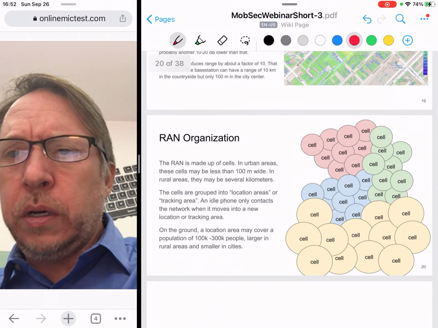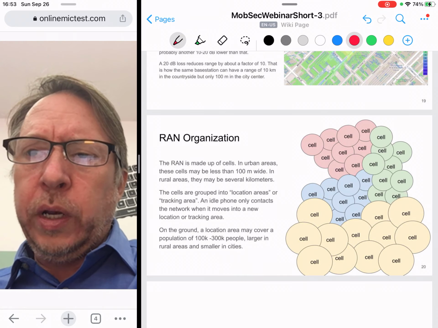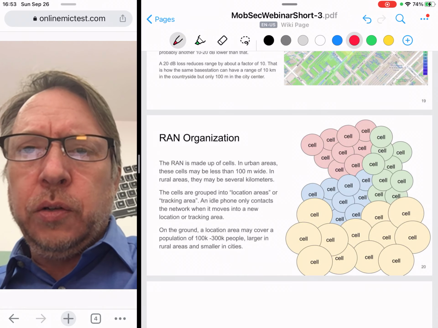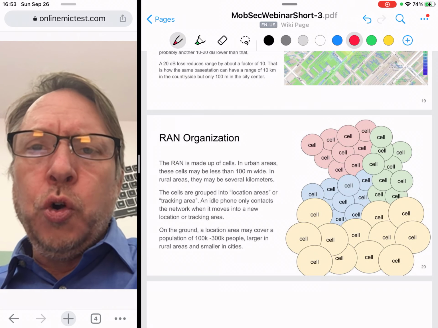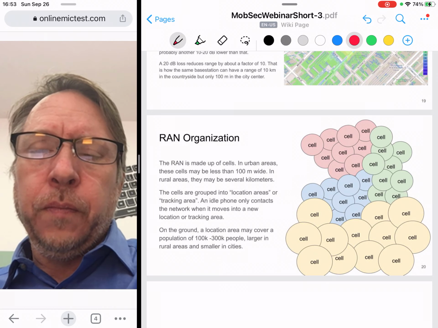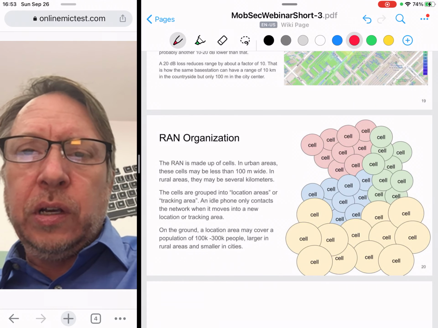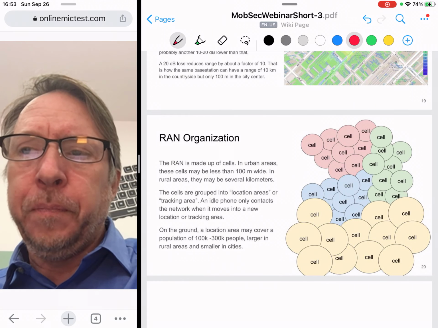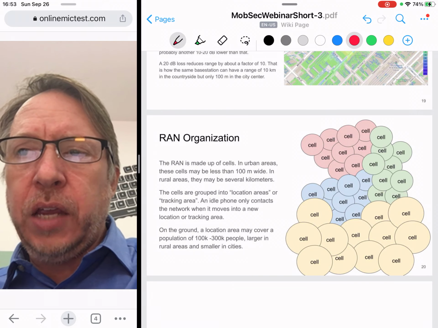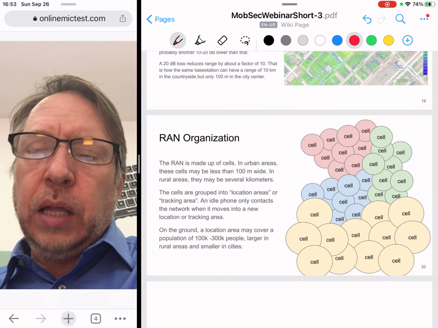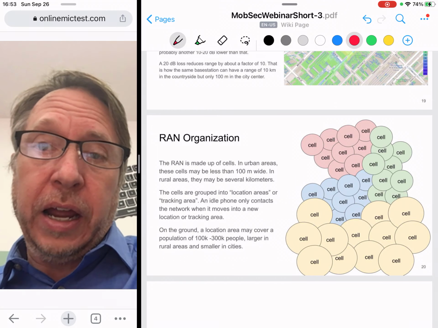Next, RAN organization. Slide 20. The cells in the network are organized in what are called location areas. These are groups of cells that, from the point of view of the core network, function as a single entity. And so the core network really only tracks the location of a handset at the level of a location area. At least that's as much as it needs to track in order to function.